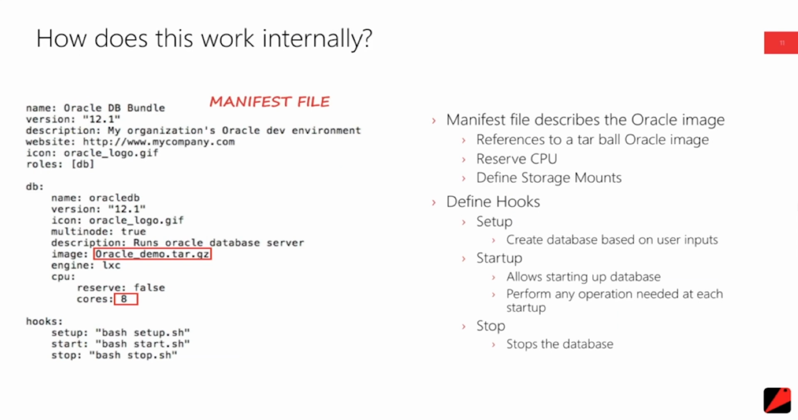So how does this work? Behind each of those buttons in that portal is a couple of things. One would be something we call a manifest file. And if you're familiar with Kubernetes, this would be somewhat analogous to a Helm chart.